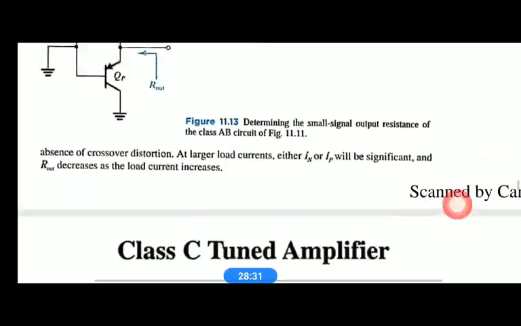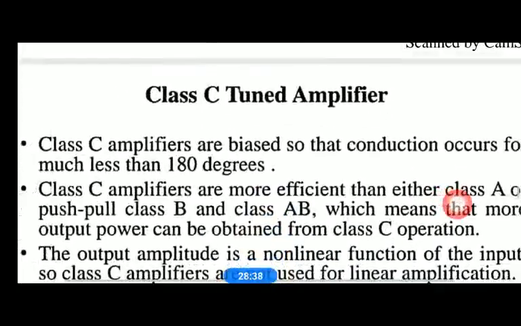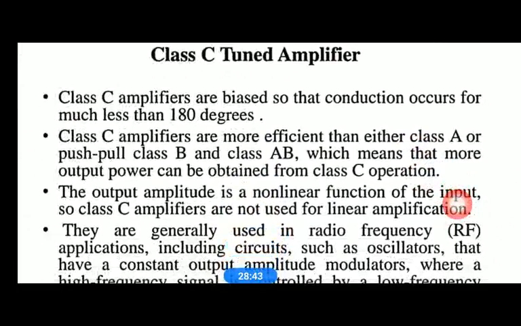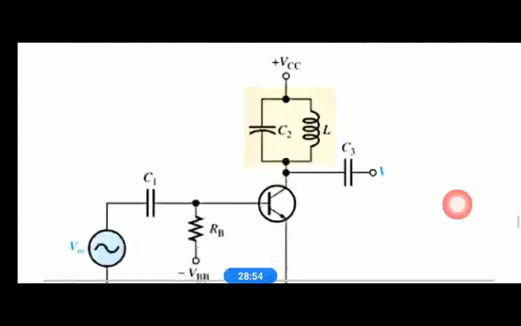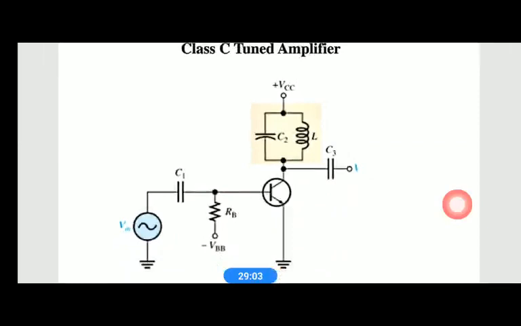So this is what we have for the class AB amplifier. Then we have the class C tuned power amplifier. We are not discussing much about this, it is a simple thing. The class C power amplifier is actually used in communication circuits to generate oscillations for various communication devices.